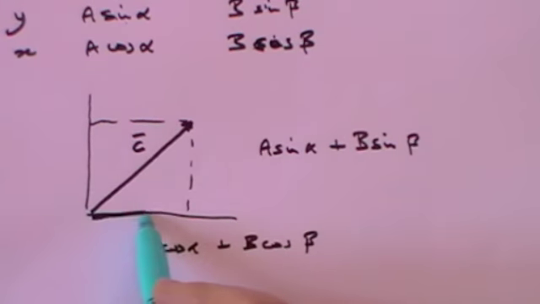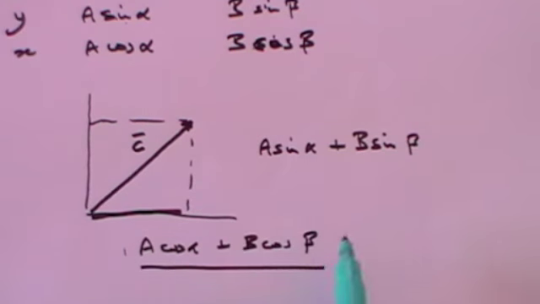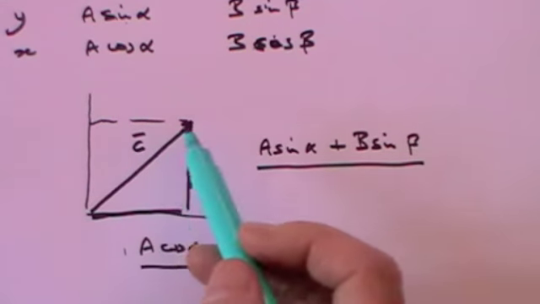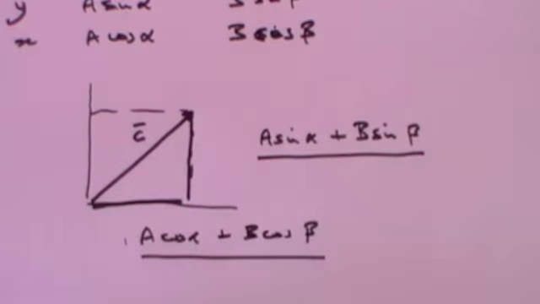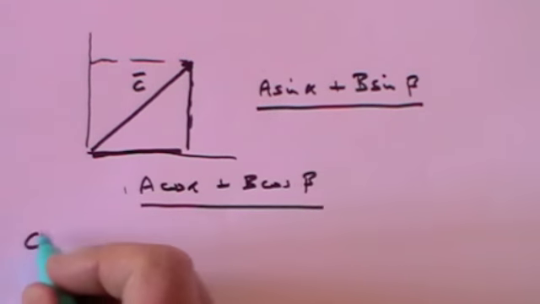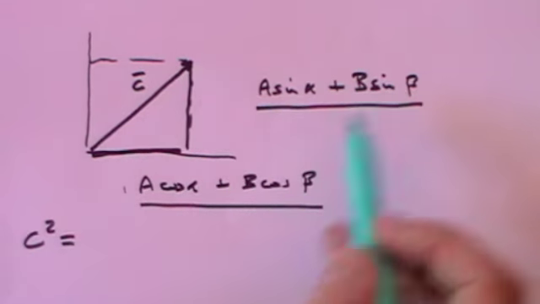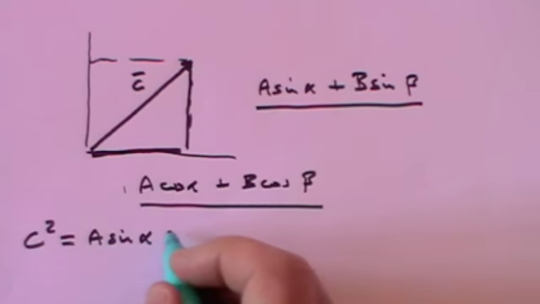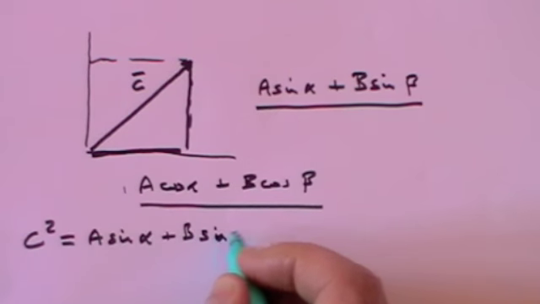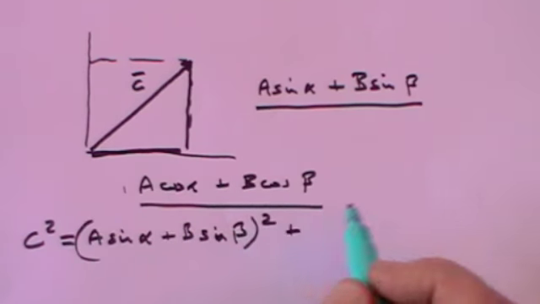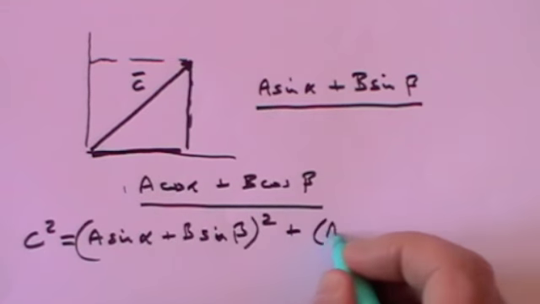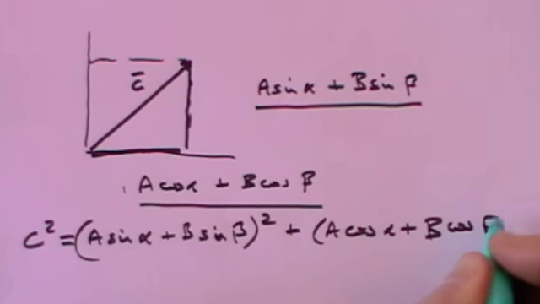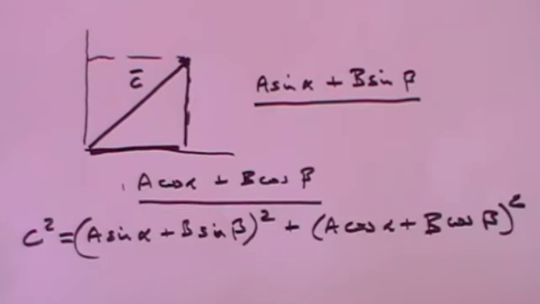So if this side here is this term, and this side here is this term, what is the magnitude of this side here? Well, that's simply Pythagoras. C squared is going to be that squared plus that squared. Let's just write it out. A sine alpha plus B sine beta all squared, plus this term squared, A cosine alpha plus B cosine beta all squared.